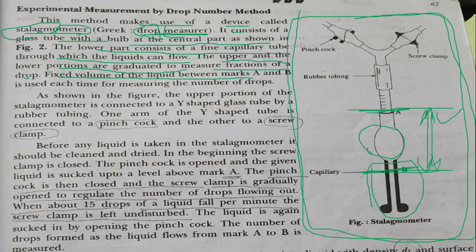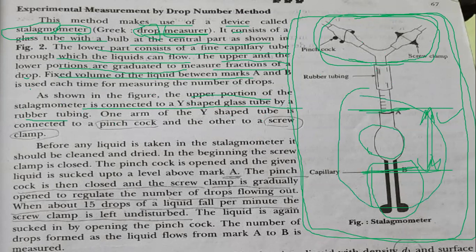So as shown in the figure, the upper portion of the stalagmometer is connected to a Y-shaped glass tube. हे बघा, या ठिकाणी Y-shaped glass tube दिसते तुम्हाला. Okay, मी purposely I am reading one sentence and showing you where that portion is located, for the understanding purpose. So the Y-shaped glass tube is connected by a rubber tubing to this portion. Which portion? This portion. Okay, there is a rubber tube. So the Y portion is connected to the remaining part with the rubber tube. This is your rubber tube now.